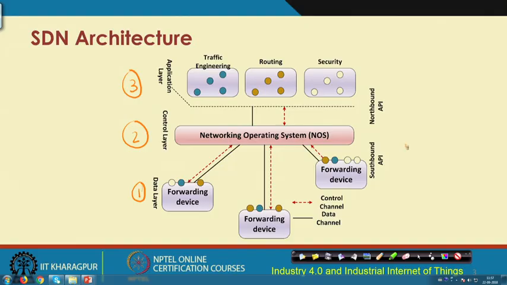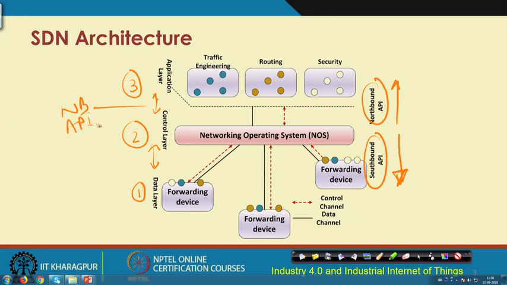The interface below the controller or the control layer is known as the southbound API. The one above is known as the northbound API. So, there are two APIs, application programming interface: one interface between the control layer and the application layer, and another interface. This interface is known as the northbound API and this particular interface is known as the southbound API. The southbound API, in other words, concerns the interface between the control layer and the data layer, whereas the northbound API concerns the interface between the control layer and the application layer.